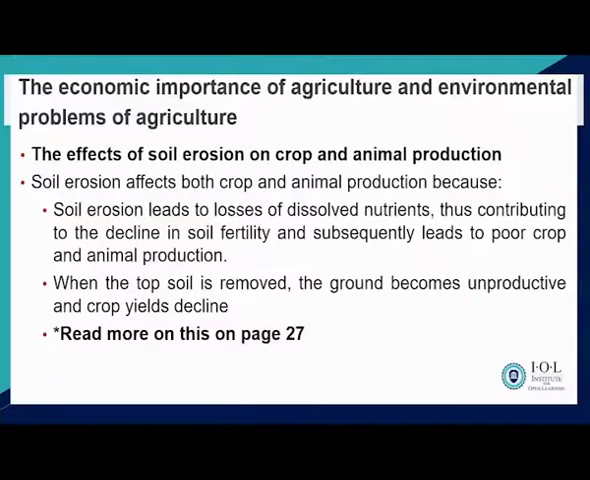Okay, so how does soil erosion affect crop as well as animal production? Soil erosion affects both crops and animal production because it leads to losses of dissolved nutrients, and as a result it contributes to the decline in soil fertility and subsequently leads to poor crop and animal production. When the topsoil is removed, the ground becomes unproductive and crop yields would decline. Read more on this on page 27 of your study guide as well.